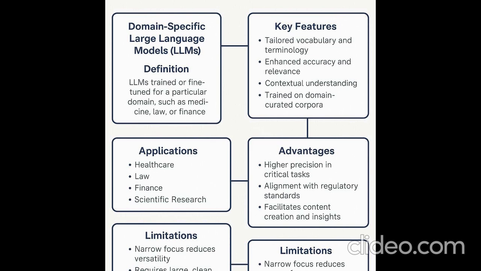Challenges and limitations. Data scarcity: high-quality, labeled domain data is often hard to access due to confidentiality or cost. Bias propagation: domain-specific models can reinforce biases present in their training data, e.g., outdated practices in medicine. Overfitting risk: fine-tuned models may lose generalization and fail outside narrow context. Maintenance overhead: requires constant retraining to stay updated with evolving domain knowledge. Compliance and ethics: especially in domains like healthcare and law, regulatory compliance and ethical use are critical.